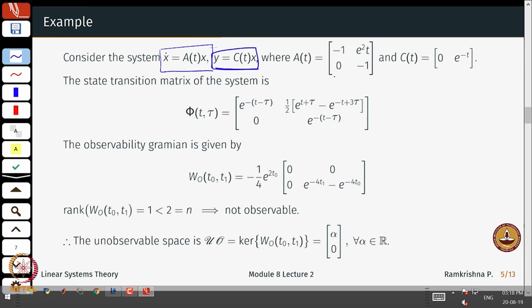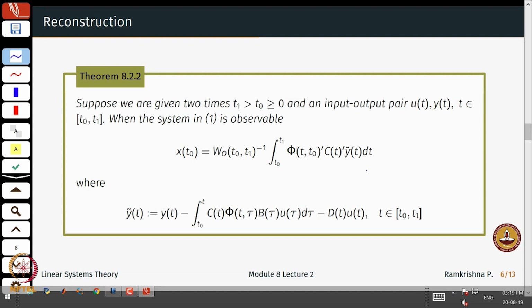My A(t) is of this form, C is of this form. I can easily compute the state transition matrix; we learned several methods in week 4 of these lectures. From this state transition matrix phi, I can compute the Gramian. Once I have the Gramian, I can compute the rank, and simple computations show that the rank is 1, whereas the full rank is 2, and therefore the system is not observable. I can construct the unobservable subspace as the kernel of this, and any vector alpha comma 0 will be in the unobservable subspace of the system. Therefore, the system is not observable.